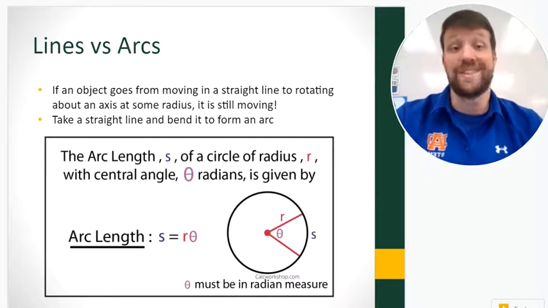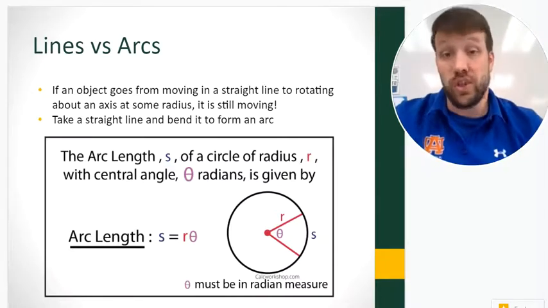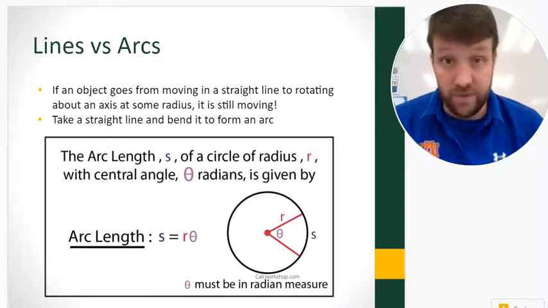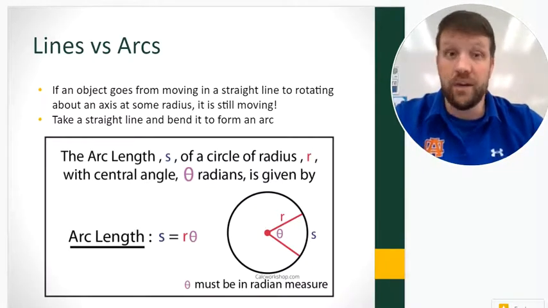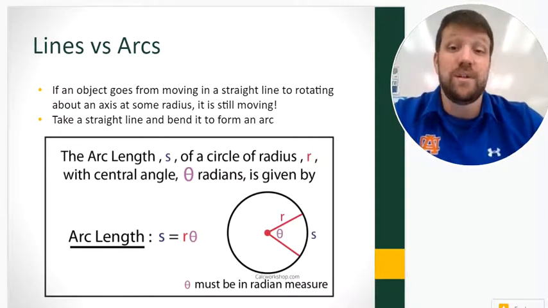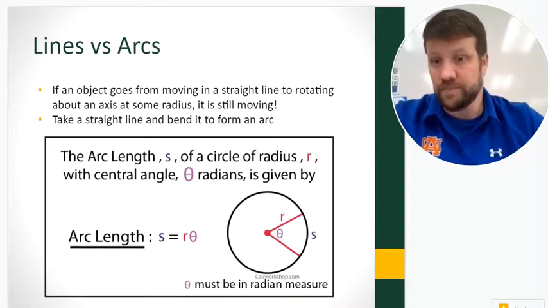In AP Physics 1, that's algebra-based. So far, we've been using degrees. We need to use radians for this, and we'll get a little bit of practice of that once we get into class here. But a quick reminder, 360 degrees is equal to 2 pi radians.